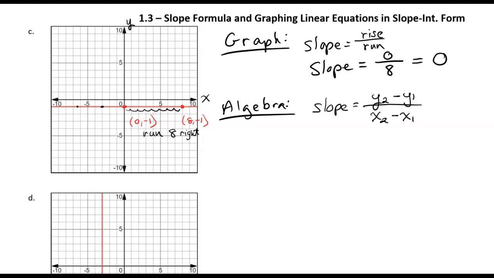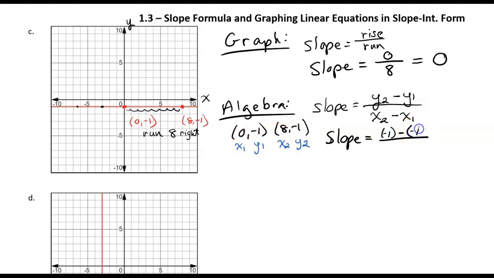So here's my slope formula. Let's put the ordered pairs down. Label them. And let's fill in to the formula. And let's see. So my slope is going to equal y2 minus y1. Again, there's negatives here, so putting those in parentheses so I keep track. There's a minus from the formula and a negative from the value. Then on the bottom, I have 8 minus 0.